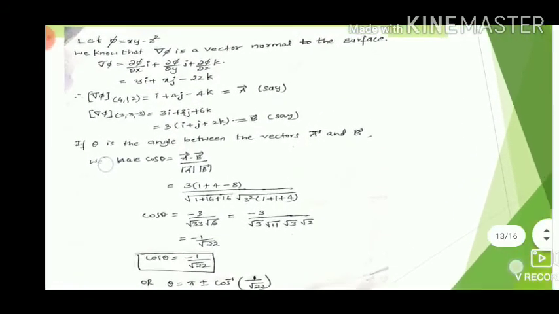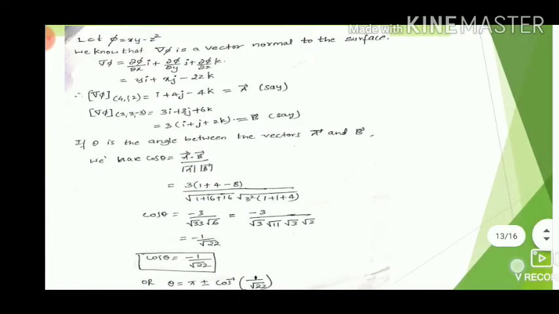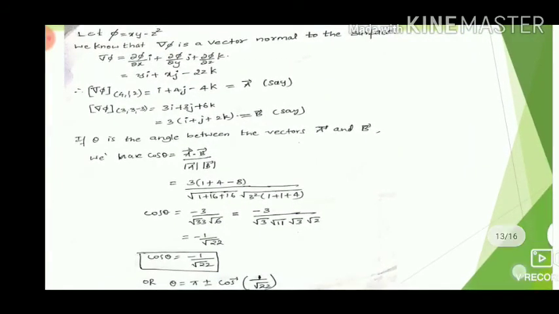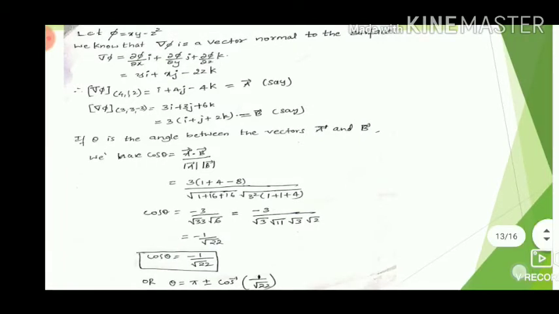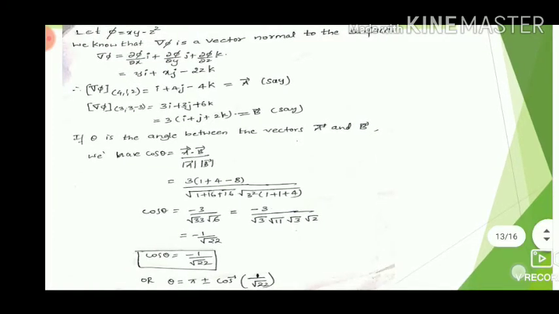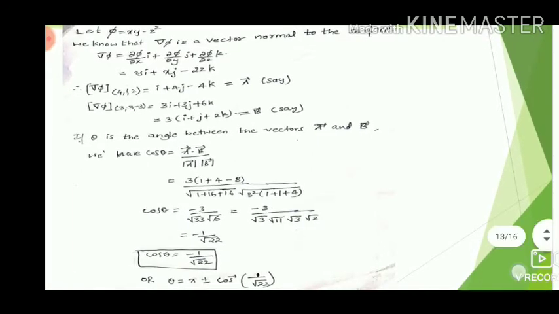So given phi equals xy minus z squared, we know that del phi is a vector normal to the surface. So the definition of del phi is dou phi by dou x i plus dou phi by dou y j plus dou phi by dou z k. If you substitute here, we will get del phi as y i plus x j minus 2z k. Now at the point (4, 1, 2), del phi is equal to i plus 4j minus 4k. For the time being, let me denote this vector as vector a.